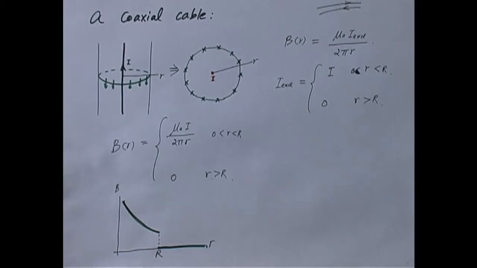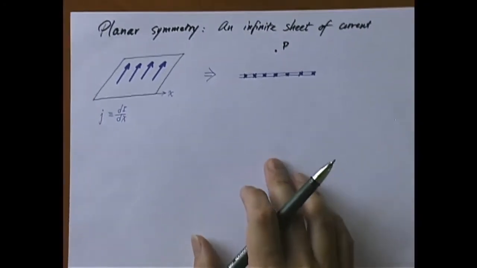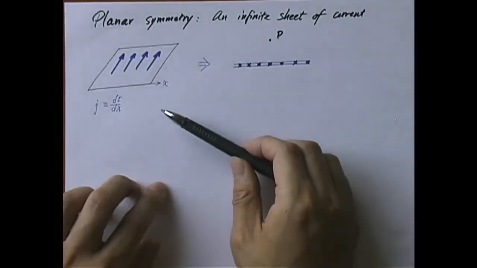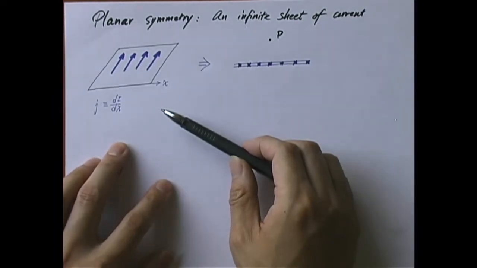We have studied some examples of cylindrical symmetry, how to calculate the magnetic field under that kind of symmetry. Now, another kind of symmetry is planar symmetry. Okay, planar symmetry. So we're going to look at an example of planar symmetry. How do you think of a planar symmetry case where the current distribution has planar symmetry?